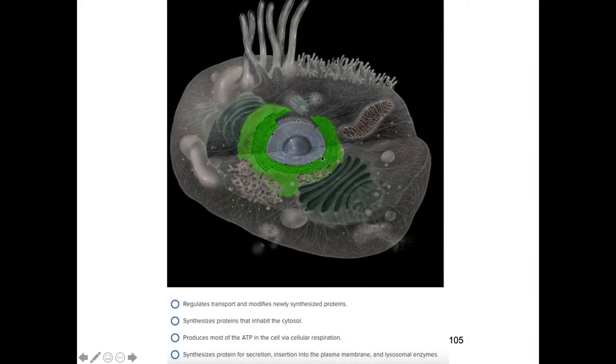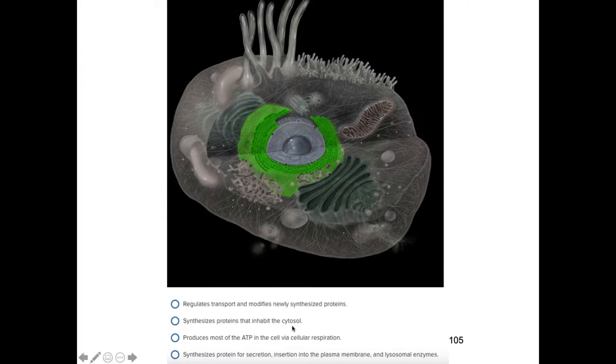Now it's asking, what is this structure? This is called the endoplasmic reticulum. And it's actually rough because it has ribosomes attached and it gives it a rough appearance. So they call it the rough endoplasmic reticulum, which we have to look at the choices here. Does it regulate, transport, and modify proteins? No, but it is involved in synthesizing proteins, but in which way?